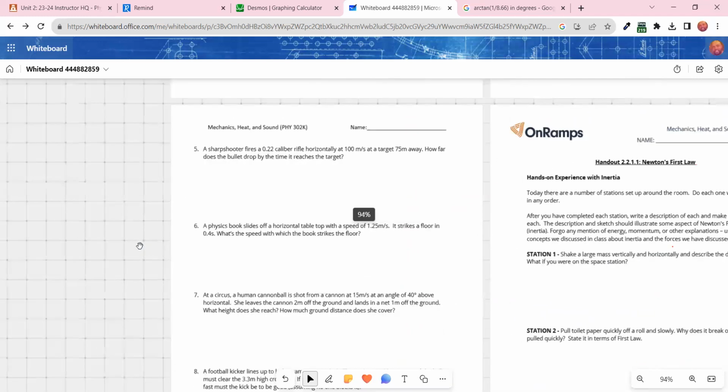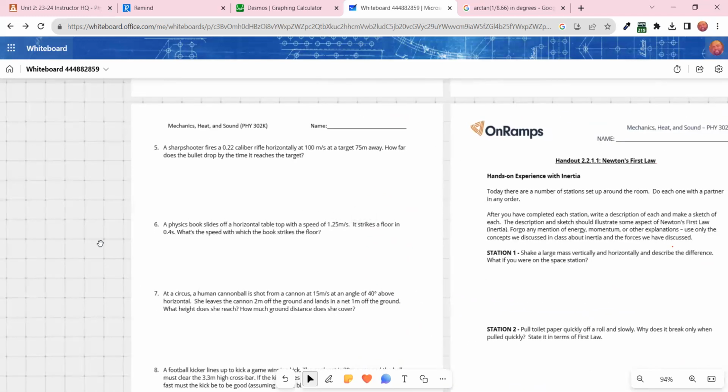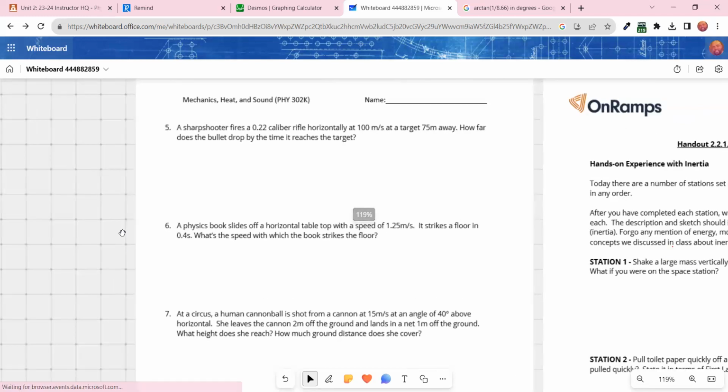All right, so this was not a force problem, but it's still a problem that's probably going to be on the test. It's a vector problem, so you still have to worry about your x and y's. Let's look at number 5. It says a sharpshooter fires a .22 caliber rifle horizontally at 100 meters per second at a target 75 meters away. How far is the bullet drop by the time it reaches the target? Okay, so let's draw it out.